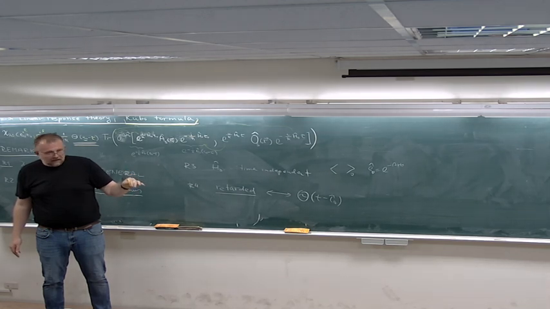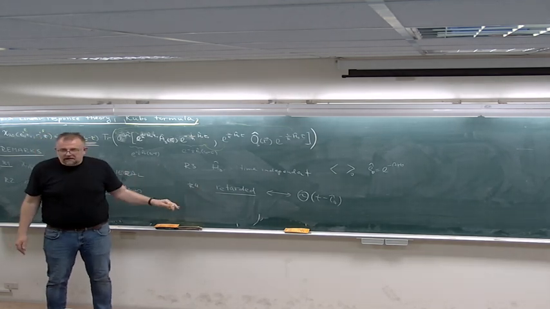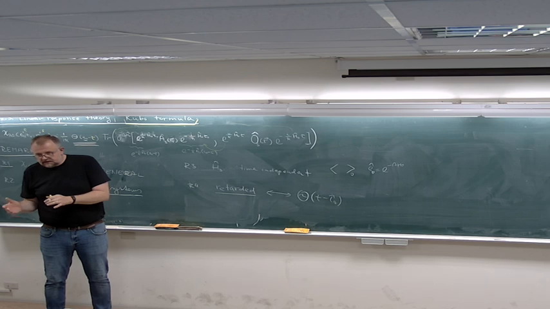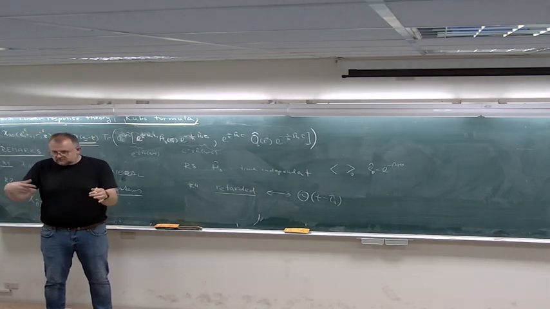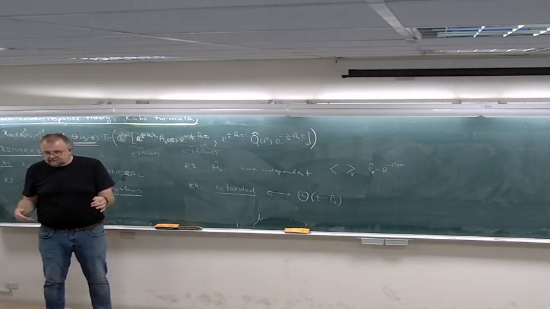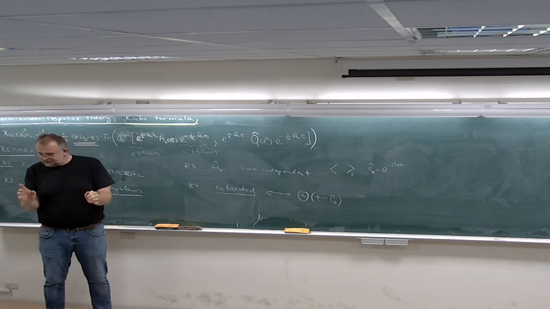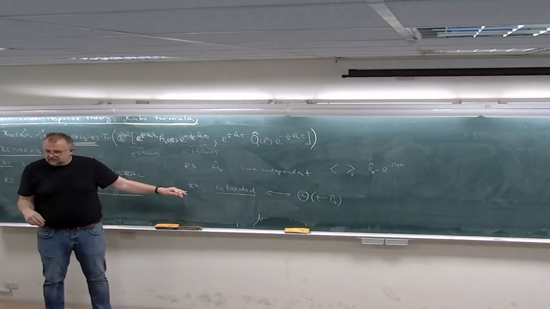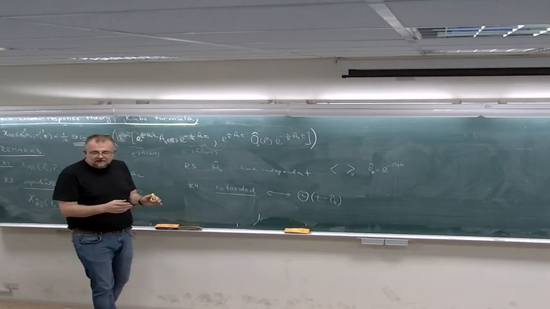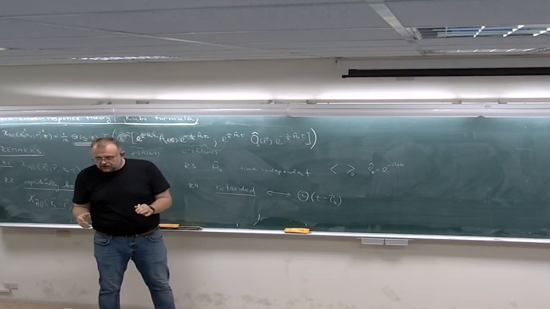And this is included in that. So it's retarded, which means we are getting the information about the system later, after the perturbation. Did you get it? So retarded means that the measurement is done after the perturbation.